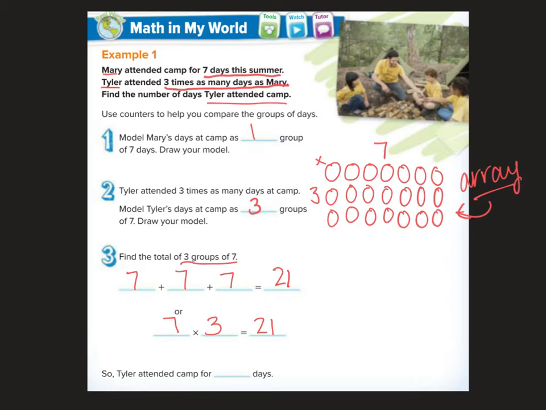But our goal is to start practicing these multiplication facts so much that they're just in your brain, right? Like when we ask kids who have practiced them, I could say, hey, what's 3 times 7? And they'll tell me 21. And that's our goal. But it's always good to know why it's 21 too. So that's why we're studying some of this stuff. So Tyler attended camp for 21 days.